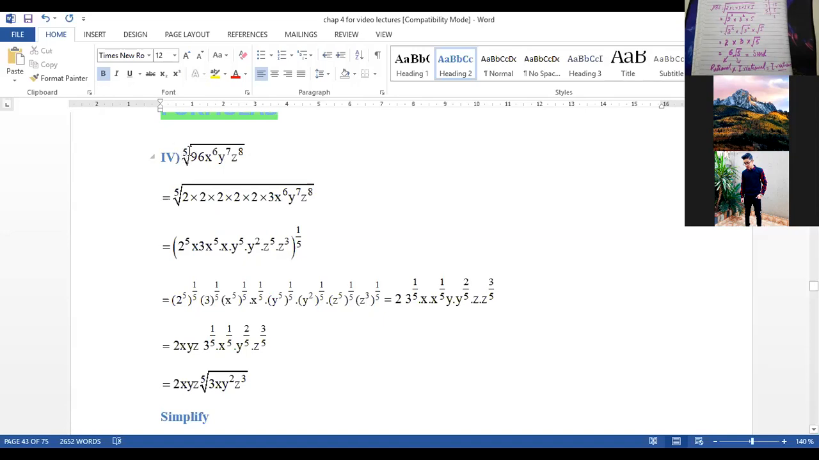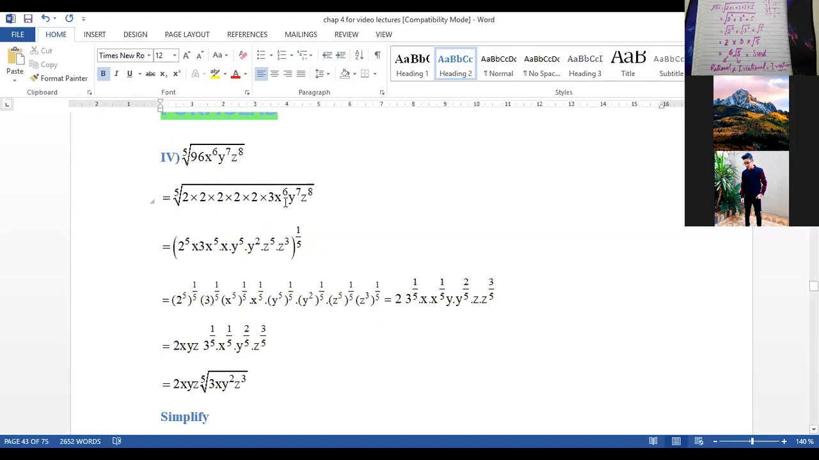Because the index is 5, you will prefer to keep the numbers in exponents of 5. Fine. So you will write 2 raised to power 5 and 1 by 5 as an exponent, so that we can simplify it. And then x raised to power 6, you can see that this will also be split into two values, x raised to power 5 and x raised to power 1.